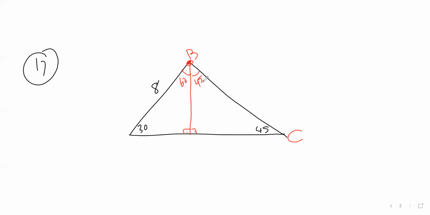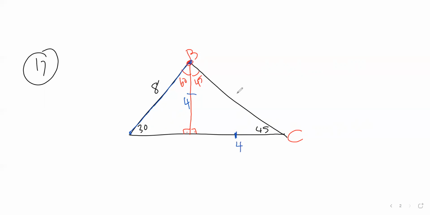So how it works with the 30-60-90: this is the hypotenuse. If the hypotenuse is 8, then the side opposite 30 degrees will be half of that. That's just a rule for a 30-60-90 triangle: the side opposite 30 is always half of the hypotenuse. So this will be 4. Since I got a 4 here, now I'm back in this triangle, and this is an isosceles triangle because you have 45, 45. So this will also be 4.